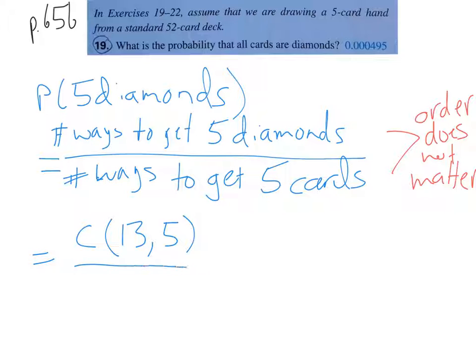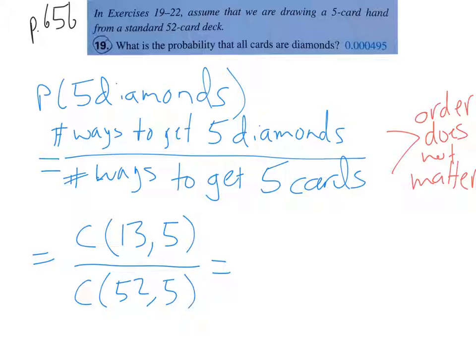Now on the bottom, similarly, we're just trying to figure out how many ways can we get 5 cards out of all the cards, which is 52. So we're going to have a combination of 52 and 5. How many ways can you get any 5 cards out of the 52?